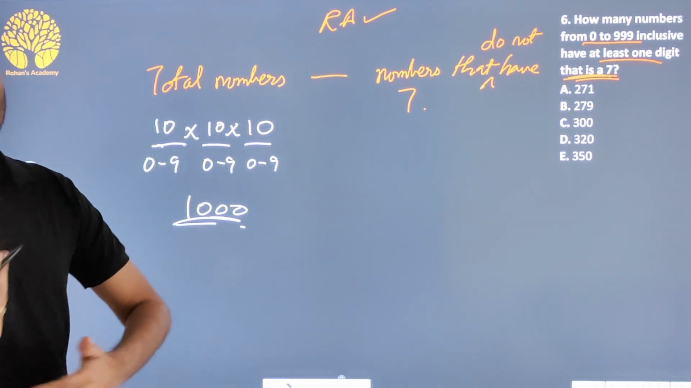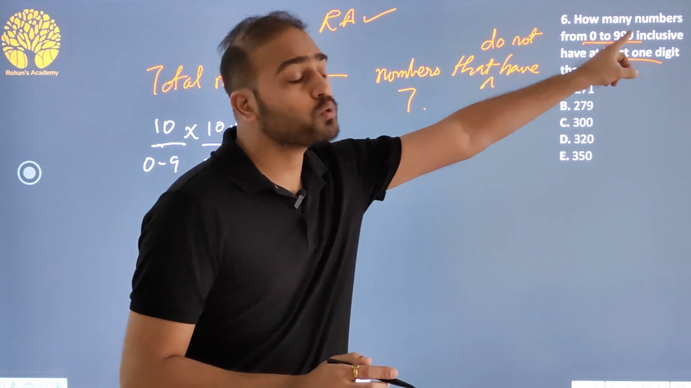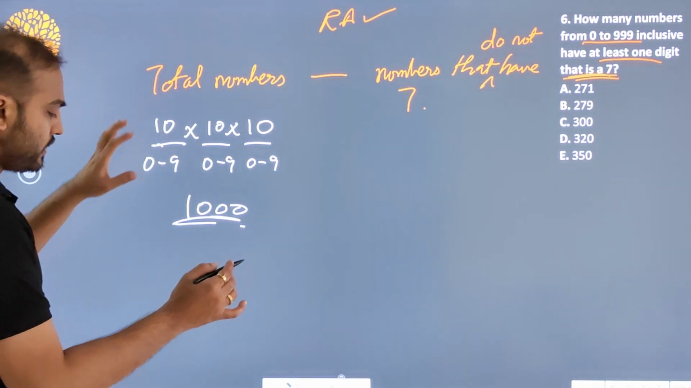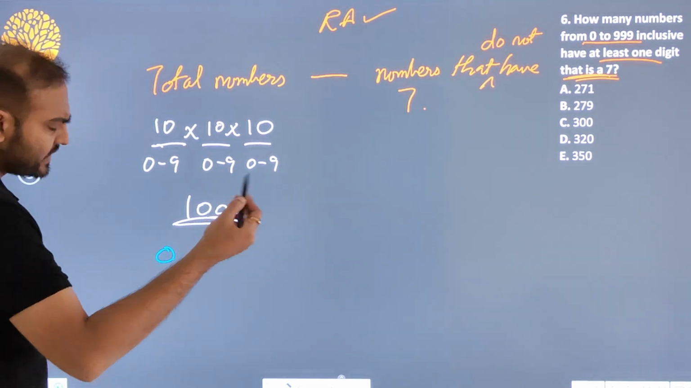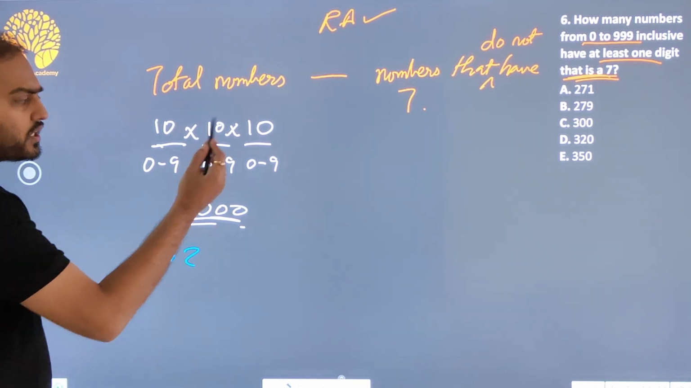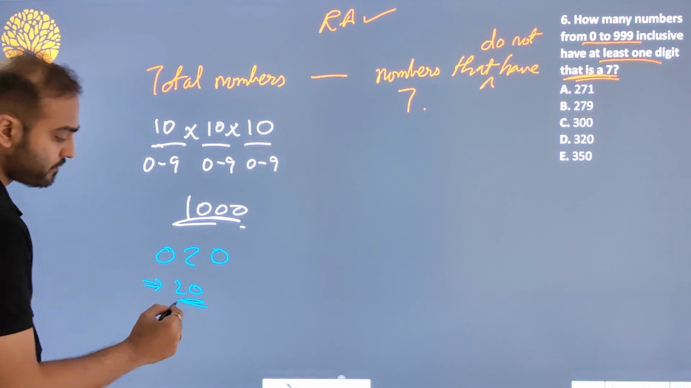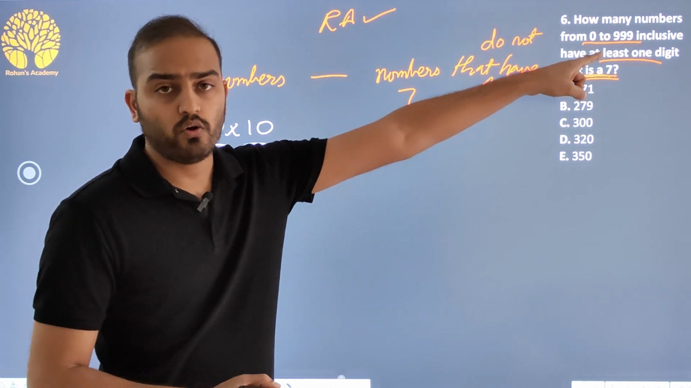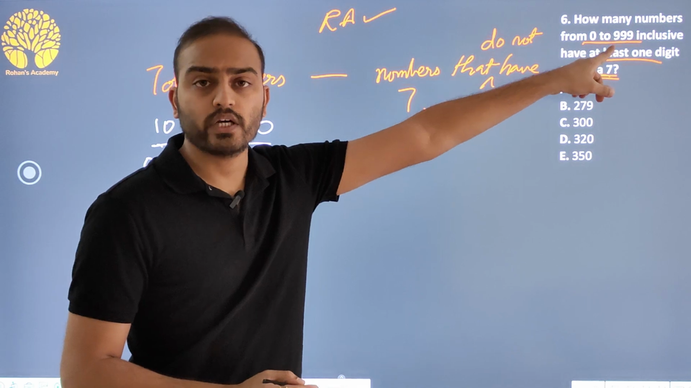Now, take your time, let that sink in. You might think, how can you start a number with 0? Remember, it's 0 to 999. Say for example, if my first digit is 0, my second digit is 2, and my third digit is 0 again. This will become 20, which is a 2-digit number, and that is allowed.